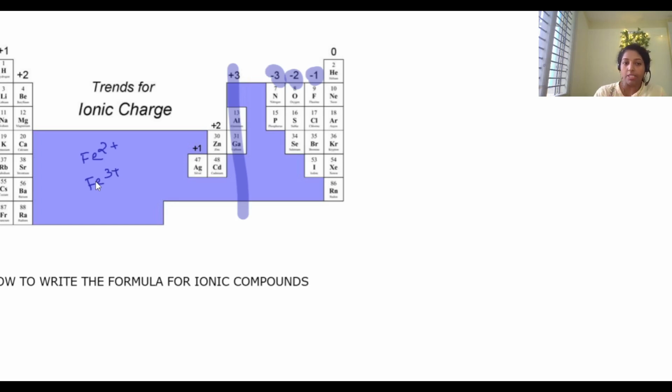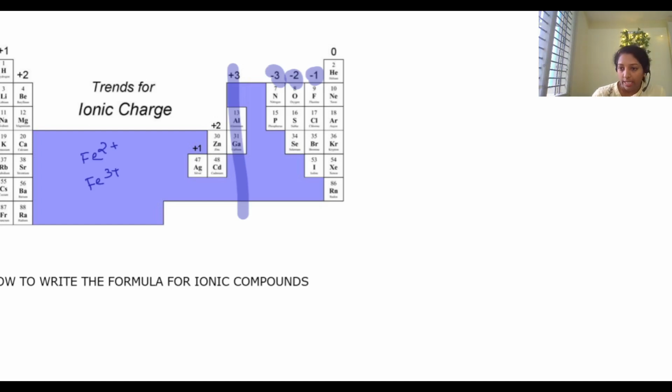Okay, so some elements have multiple charges, but some elements have definite charges. Like group 1 always forms plus 1 ions, group 2 always forms plus 2 ions, group 13 plus 3 ions, group 14 is different, group 15 is minus 3, then minus 2 and minus 1 like that. Okay, so why are we talking about this? This is how we have to write the formula.